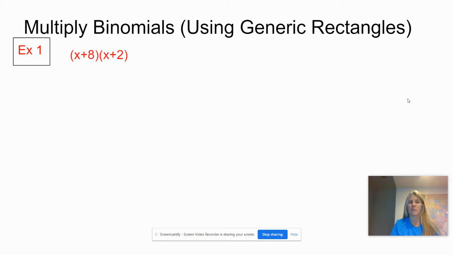So our very first example is x plus 8 times x plus 2. And when we have a quadratic in this form, it basically tells us where our quadratic is going to cross the x-axis in two different spots. So in this case, it's going to cross the x-axis at -8 and -2. So a little spoiler alert, because we're going to be working on that a little bit later in chapter 6.